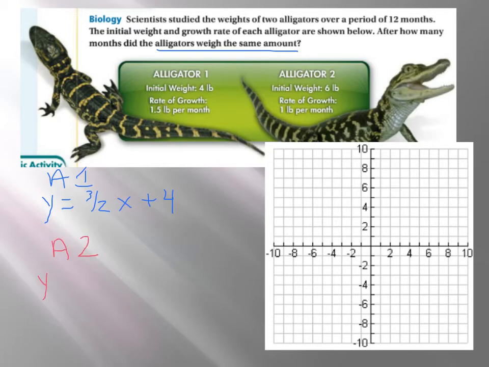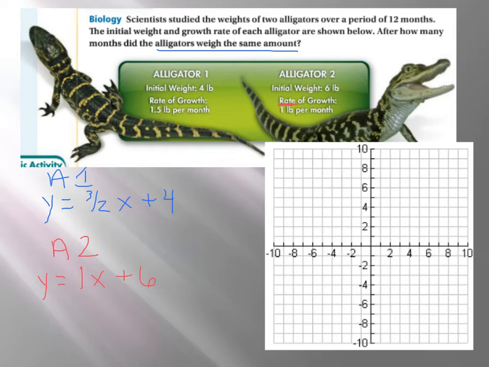So my total weight is going to be equal to, I have 1 pound per month. Again, rate is going to be the same thing as your slope. So that would be 1x, and my initial weight was 6. So now I'm going to graph both of my equations.